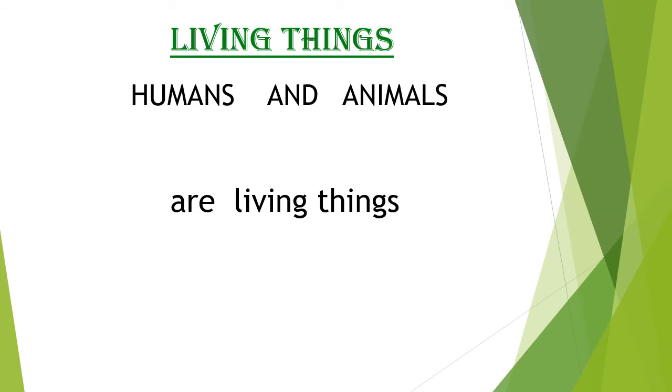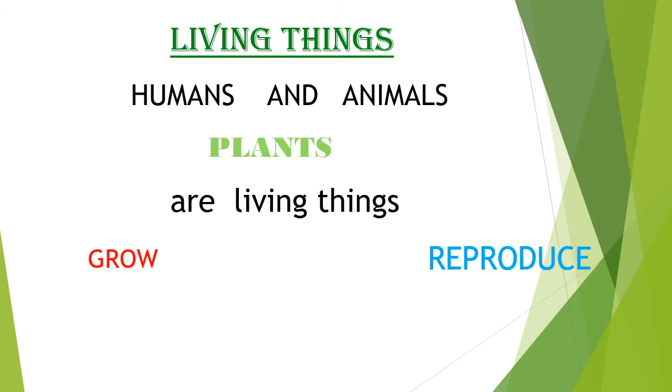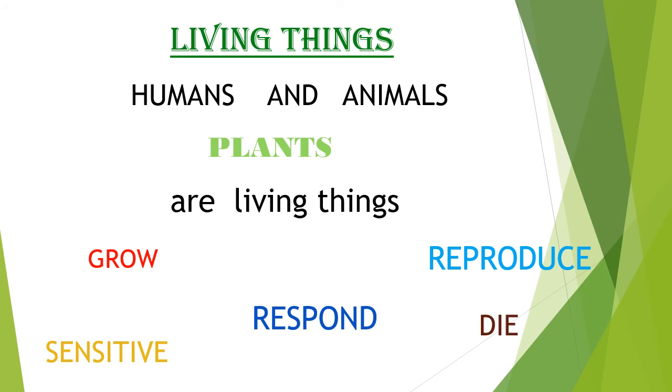Children, do you know which are the living things? Living things are things which have life in them. Now, we humans and animals are called living things. Even plants are called living things. Now, why are plants called living things? Because they grow like humans and animals. They can reproduce. They are sensitive. They respond, and they even die sometimes. That is why they are called living things.